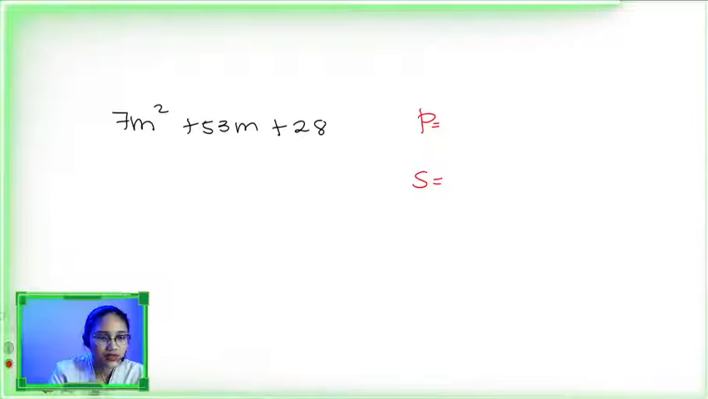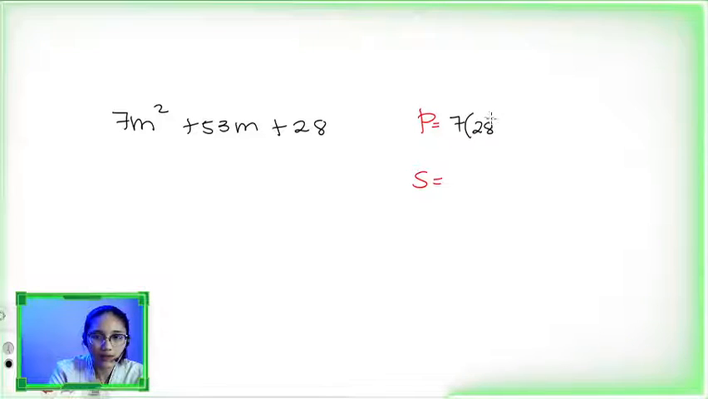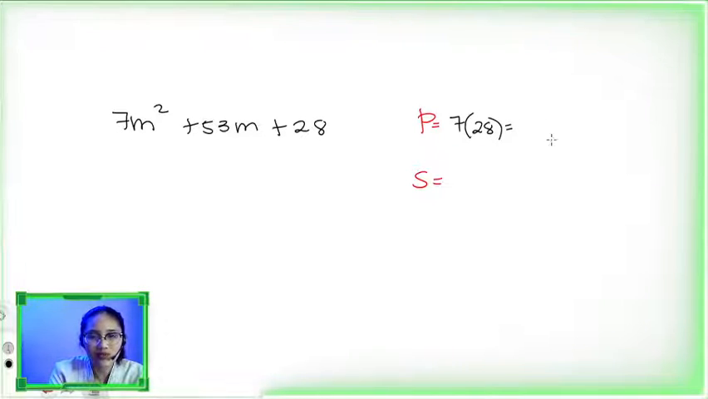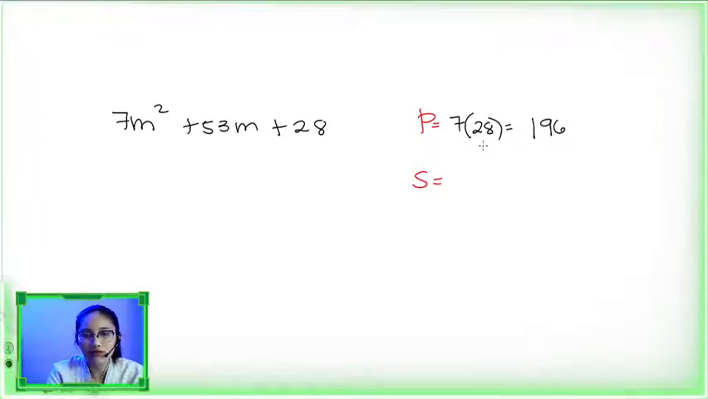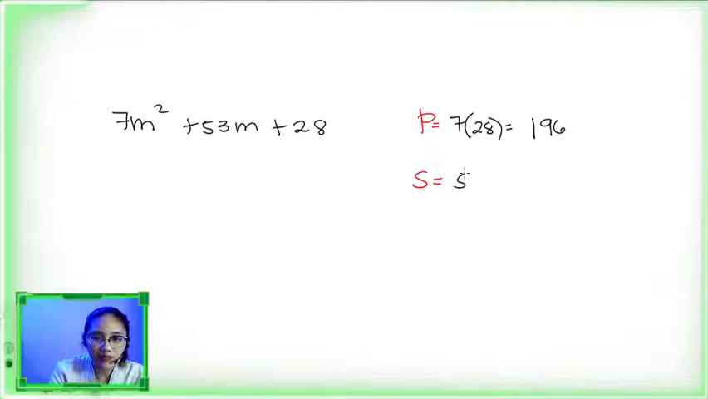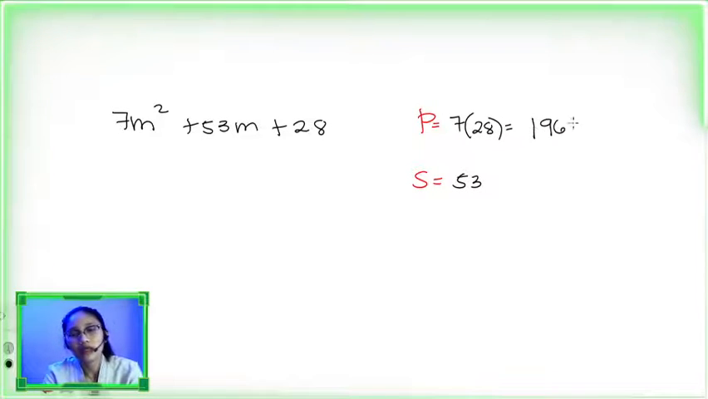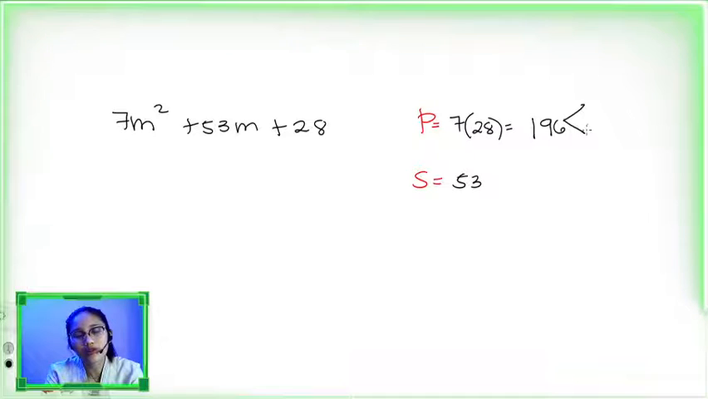So, the product can be obtained by multiplying 7 and 28. We all know that 7 times 28, the result is 196. Yung sum na hinanap natin ay 53. Now, dahil the product is positive and the sign of the linear term is positive, meaning to say, the two numbers that we're looking for are both positive.